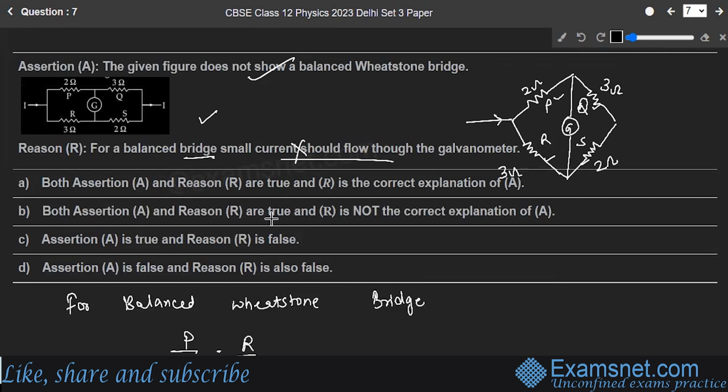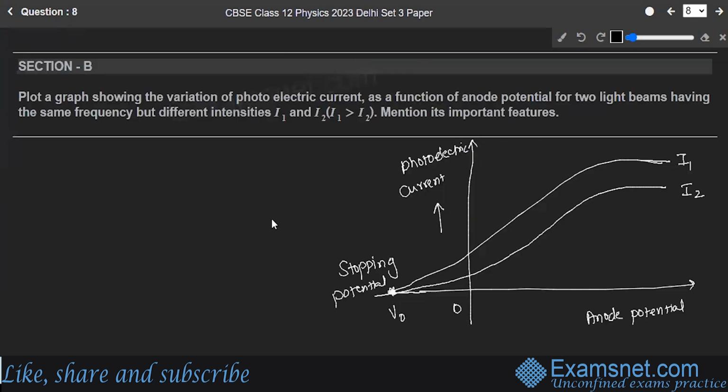That means this is wrong. It should not be small; it should be 0. So the reason is correct. Sorry, the assertion is correct, but the reason is wrong. That makes option C the correct answer. Hope you're clear with this. Let's move to the next question.